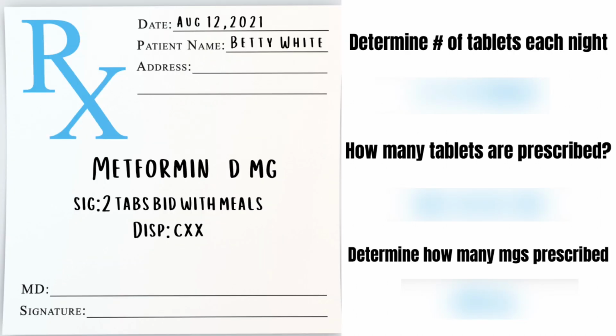So next, y'all, I want to show you how Roman numerals may look on an actual prescription. Now, granted, you really won't see Roman numerals on an actual prescription when you're working in a pharmacy, but for test purposes, I want to go over some examples. So say you had a prescription for Betty White and her prescription said metformin D milligrams, the sig read 2 tablets BID with meals, dispense CXX. So say you have a question that says determine number of tablets taken each night.